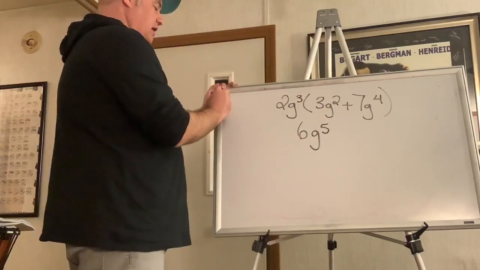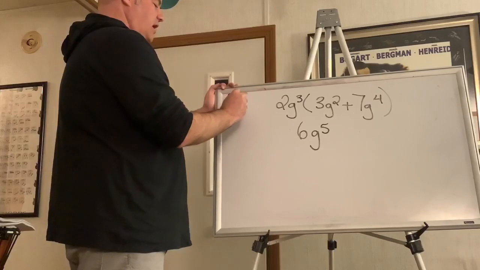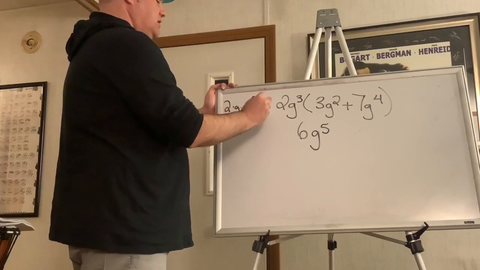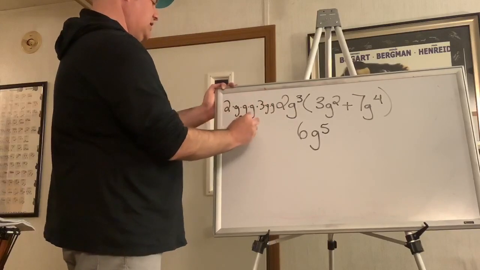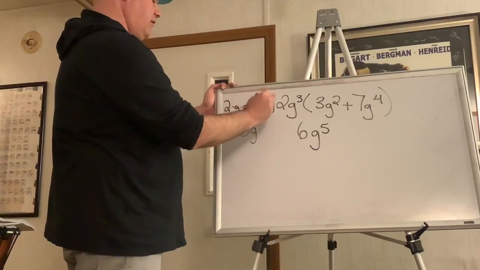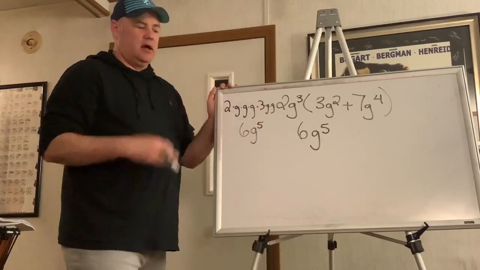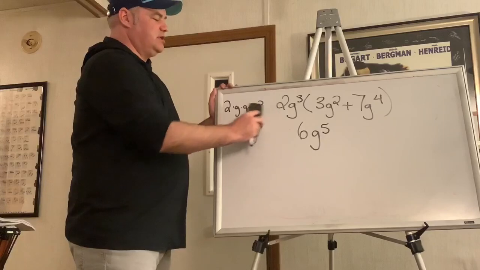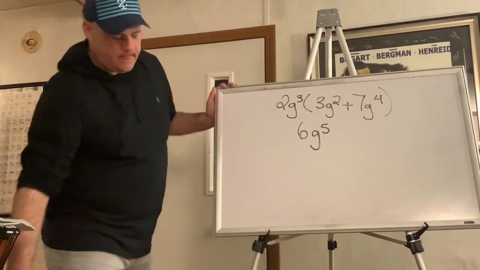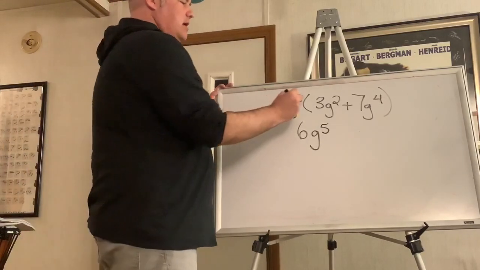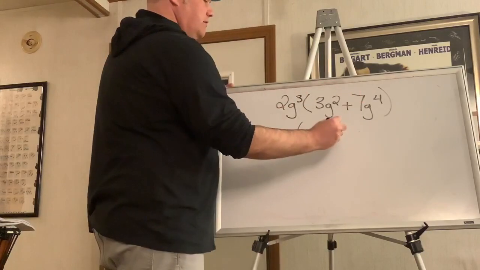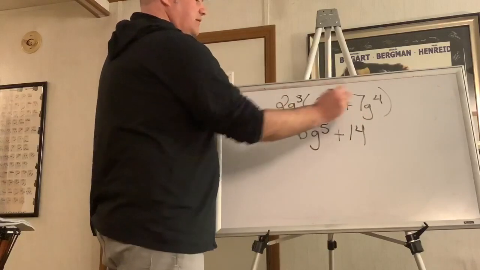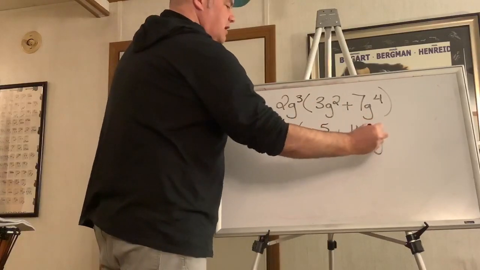Now if you need to go over here and do it the long way for a little bit, that's fine. So 2g cubed times 3 times g, and get 6g to the fifth, 1, 2, 3, 4, 5. That's fine, you can do that, and kind of get into the practice of remembering what you're doing there. But that's 6g to the fifth, okay? And then when you multiply this, you're going to get 2 times 7, which is 14, and it's a positive 14, because it was a positive times a positive, and g to the 7th.